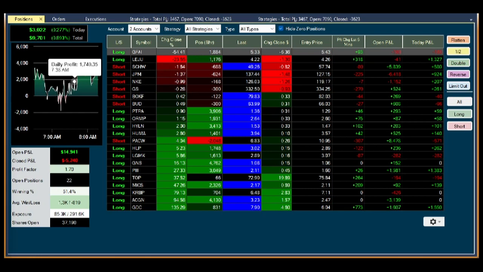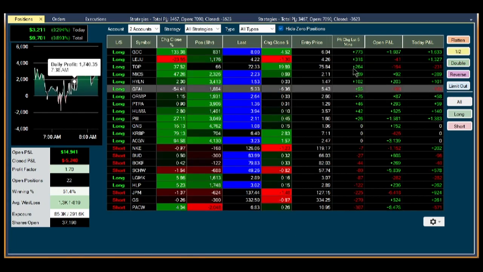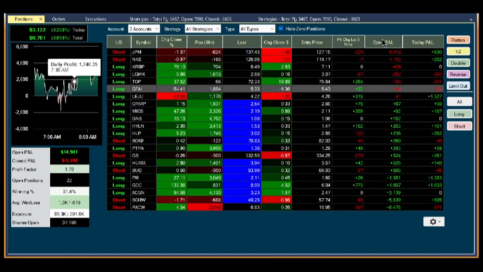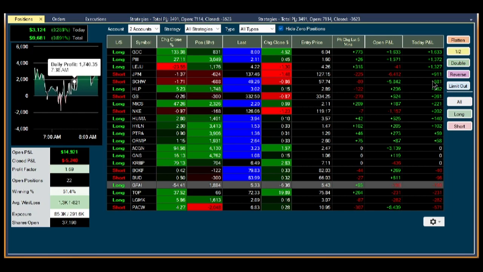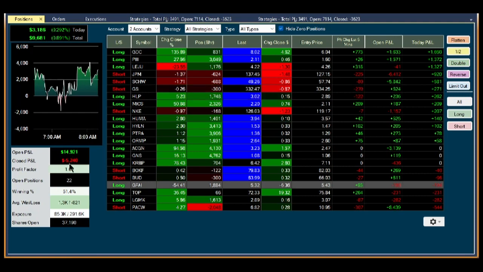Just wanted to show you a slightly different viewpoint. Again, my trades, how I manage them. Focus on the P&L. That's where I let myself know, okay, am I doing something right or am I doing something wrong? Feedback, open P&L, closed P&L.